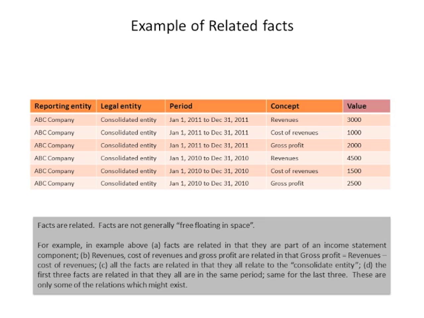Revenues, cost of revenues, and gross profit are related in that gross profit is equal to revenues minus cost of revenues. So also, all of the facts are related in that they all relate to the consolidated entity, as can be seen in the legal entity column in that table of facts.